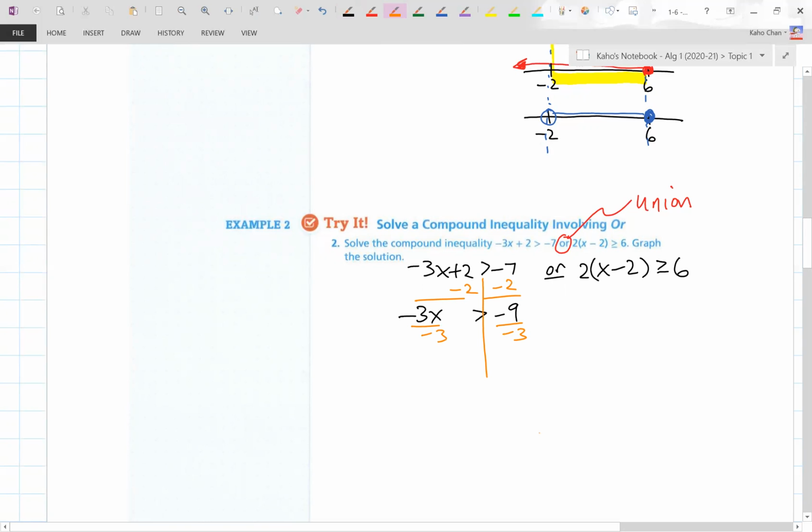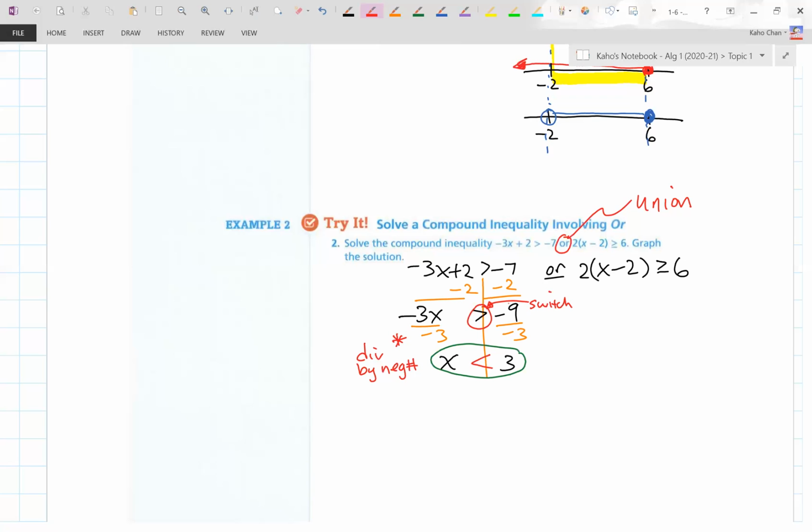Now, whenever you divide by a negative or multiply by a negative with inequalities, there's a little thing you have to do. You have to switch the inequality direction. That's a rule in algebra. Negative 9 divided by negative 3 is positive 3. So I'm going to write that down. We're dividing by a negative. When we do that, we've got to switch the direction. Okay? All right.